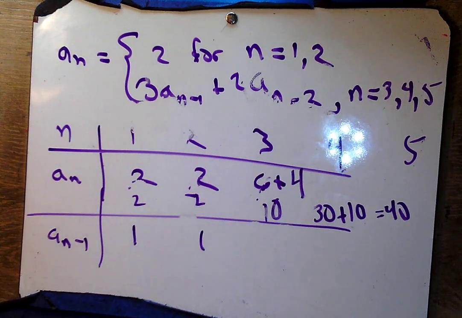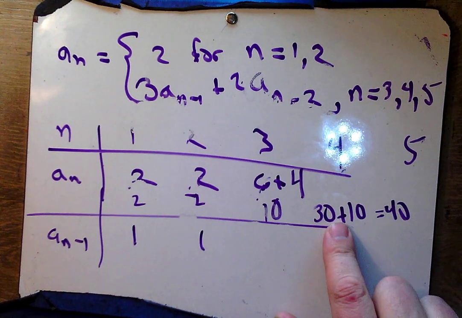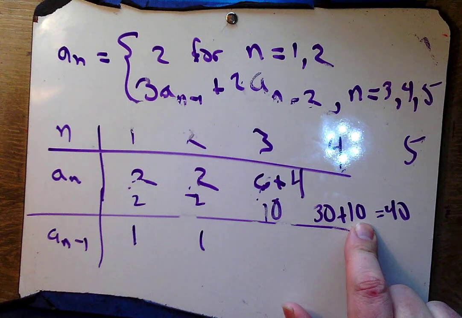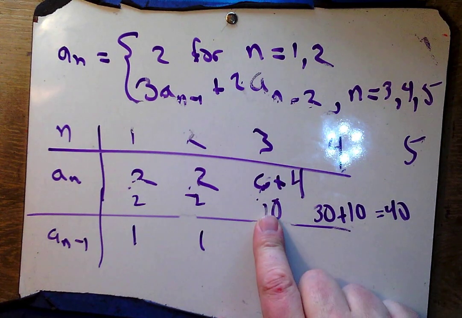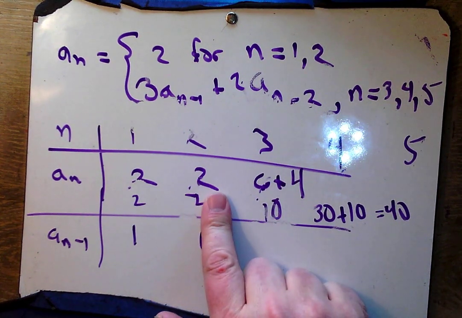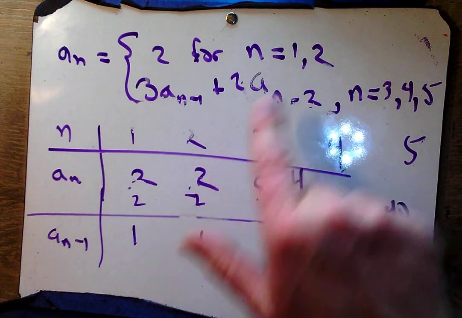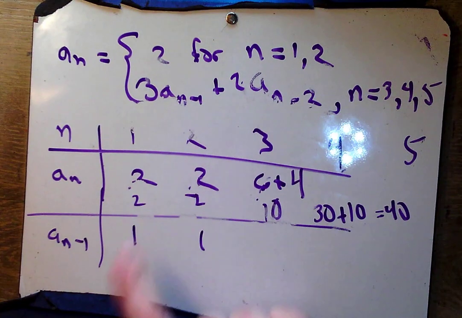Well, I do see a pattern here, but it's a recursive pattern, right? See how the value of the fourth term depended on using that value of the third term? And the value of the third term depended on me having the correct value of the second term. And to find the value of the second term, well, I just use that. But maybe I would have to do that as well.